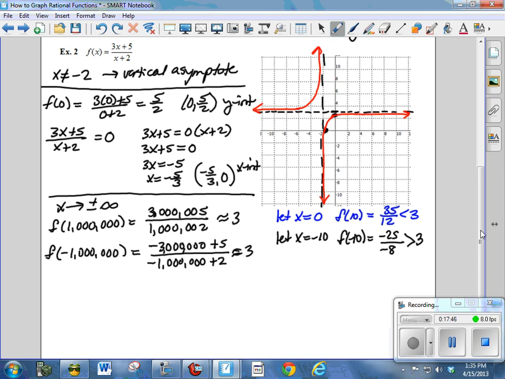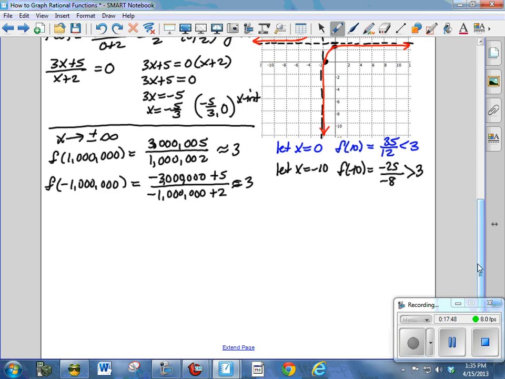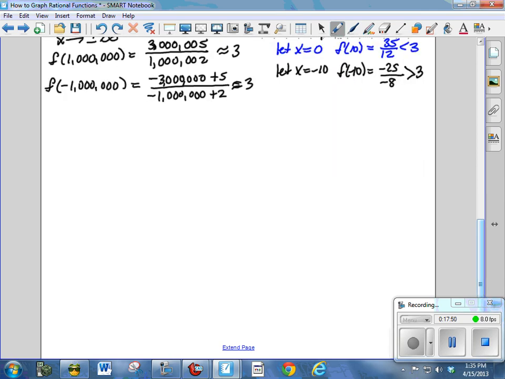Now, there's another way of approaching this problem, and that is to take the numerator and divide it by the denominator. So I'm going to do this using long division. 3x plus 5 divided by x plus 2. How many times does x go into 3x? Well, it goes 3 times. And when I multiply 3 times both of these, remember that I get 3x plus 6. And I subtract the whole thing, which leaves me with a remainder of -1.